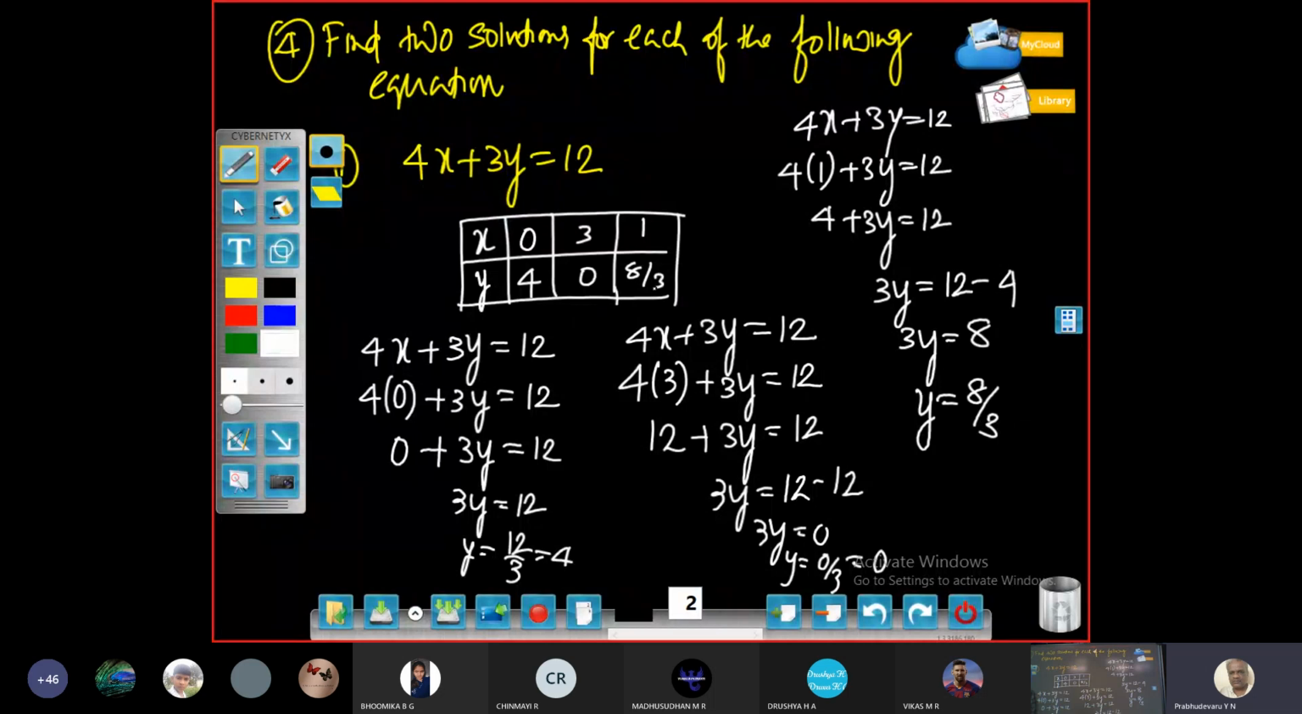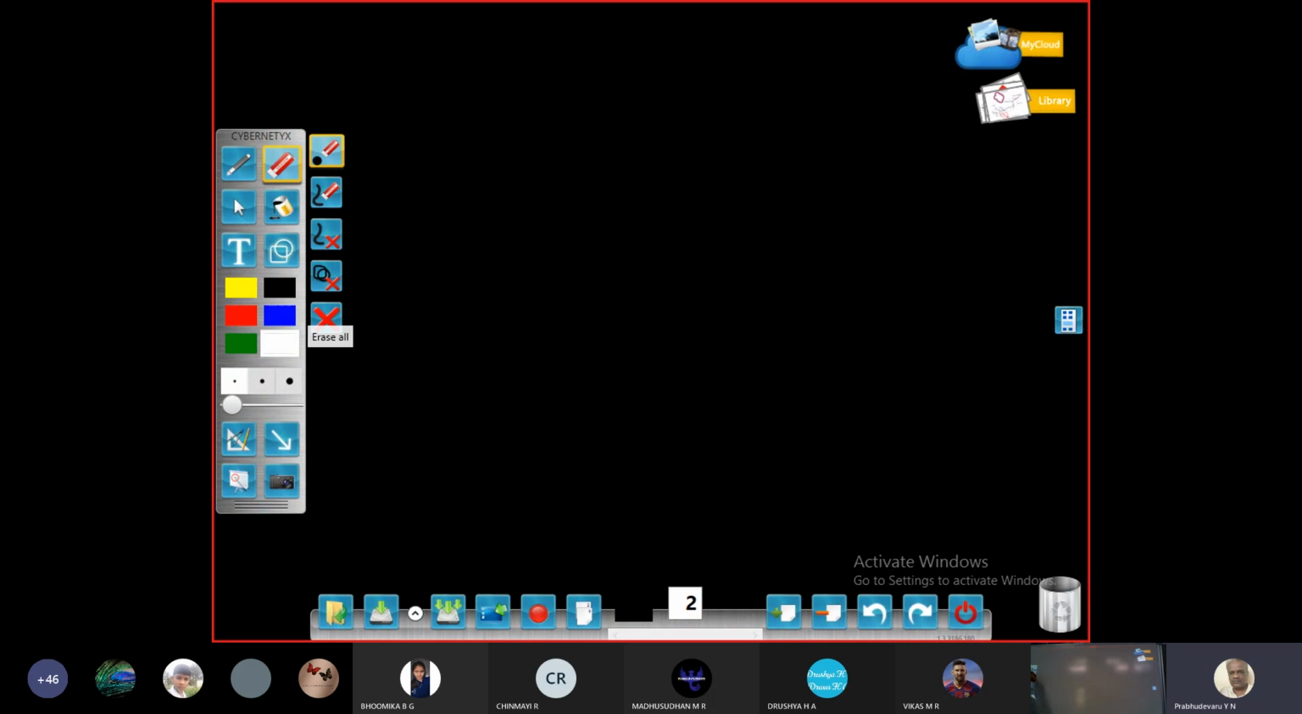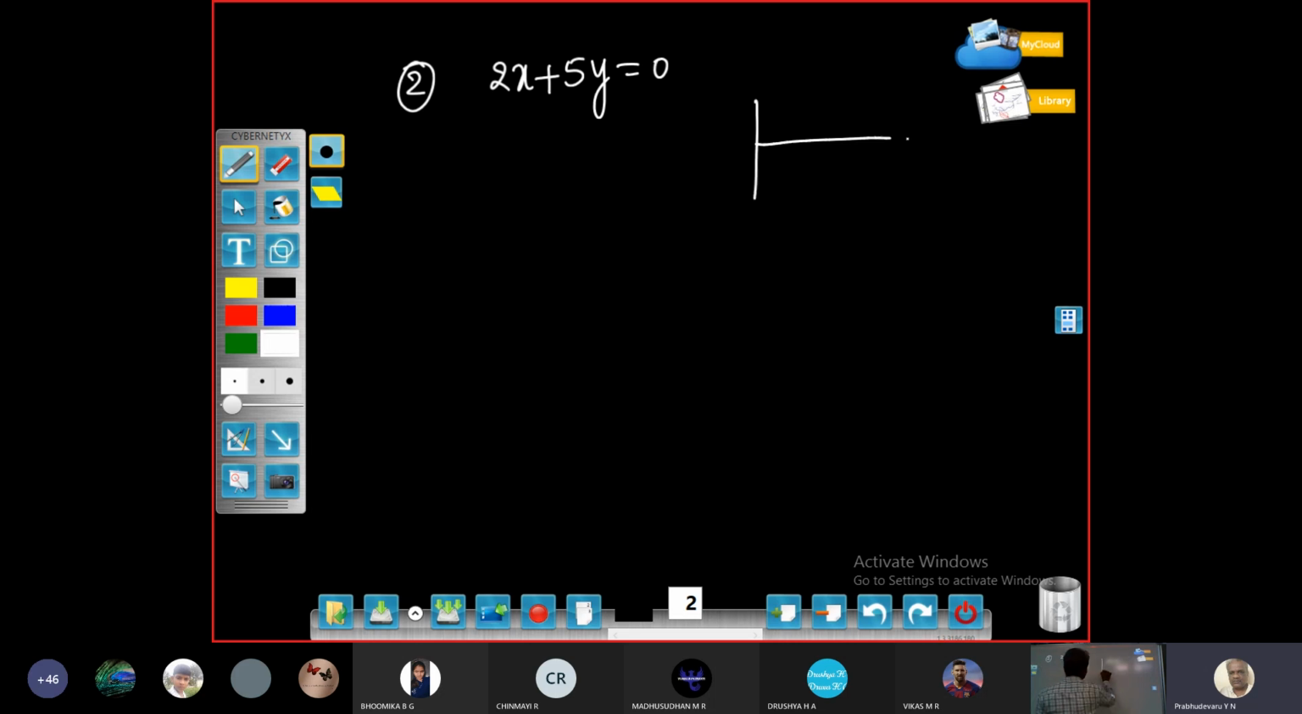Now one more question. I'll have you try this one. Second one. Second question: 2x plus 5y is equal to 0. You have to find 2 solutions to this equation. You can write a table here, with the x value in the first row and the y value in the second row. Just write 2 columns, that is enough.